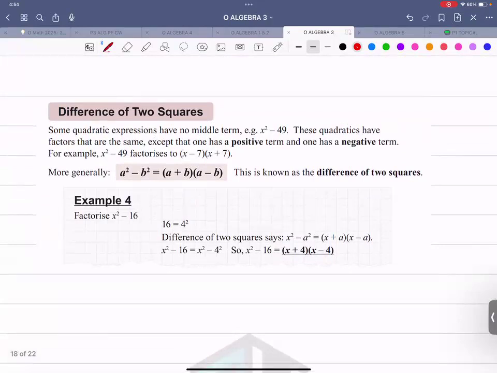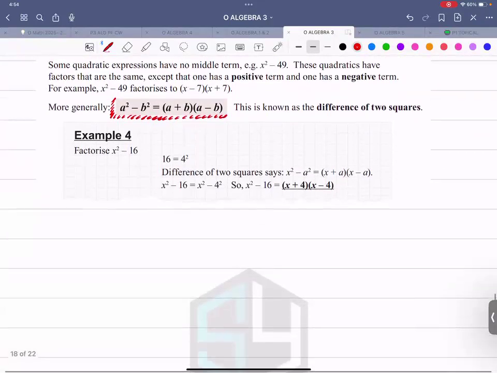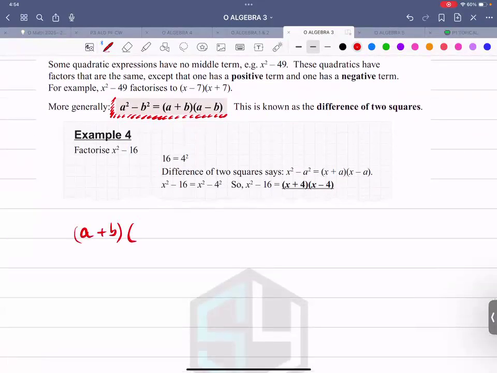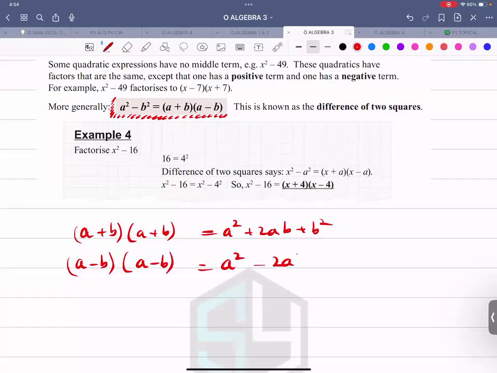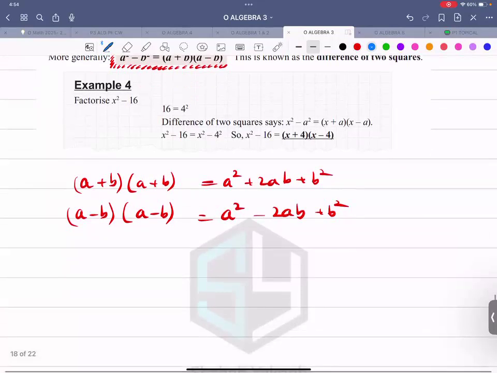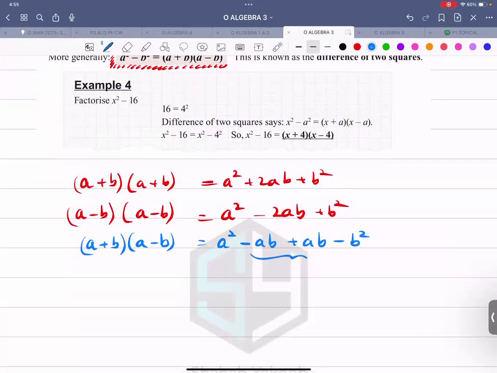Difference of two squares. This is the thing that we follow. A squared minus b squared, that is a plus b, a minus b. Now we know that if I multiply a plus b into a plus b, this becomes a squared plus 2ab plus b squared. If I multiply a minus b with a minus b, that is a squared minus 2ab plus b squared. But what if I multiply a plus b with a minus b? So this is a squared and then negative ab, positive ab, negative b squared. These two cancel out. I'm left with a squared minus b squared.